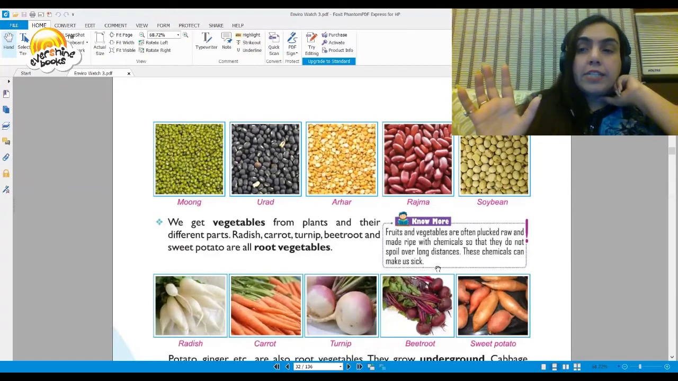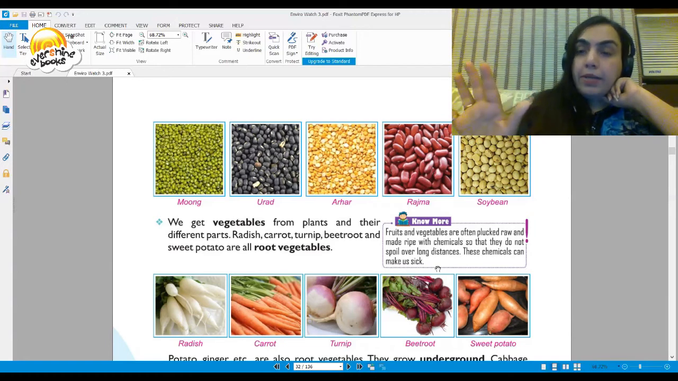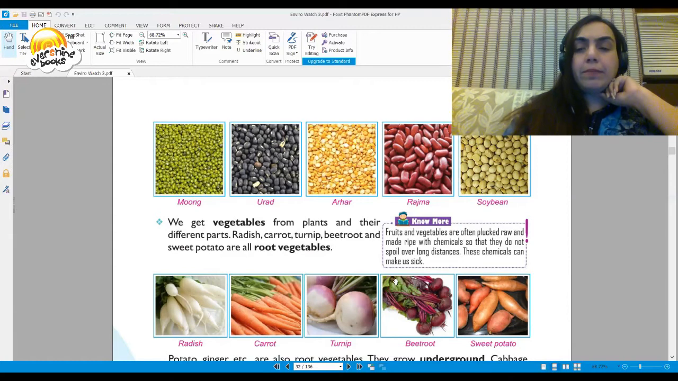The normal variety is when vegetables and plants are treated with chemicals so that their shelf life increases, so that they do not rot immediately. They are available and they look fresh for a longer period of time. But the problem with using these chemicals is that they spoil our health. The organic vegetables are the ones which do not use any chemicals or fertilizers and are naturally ripened.